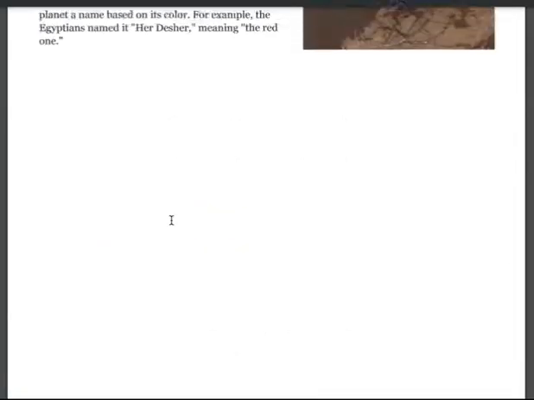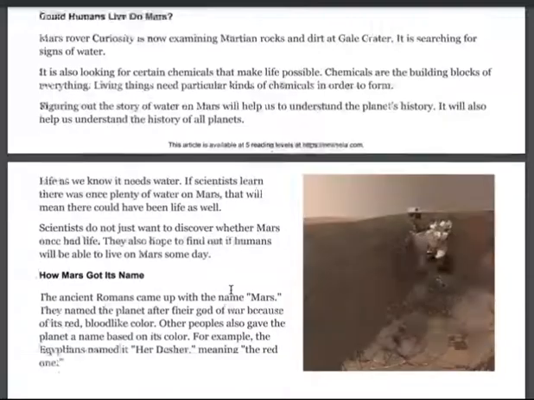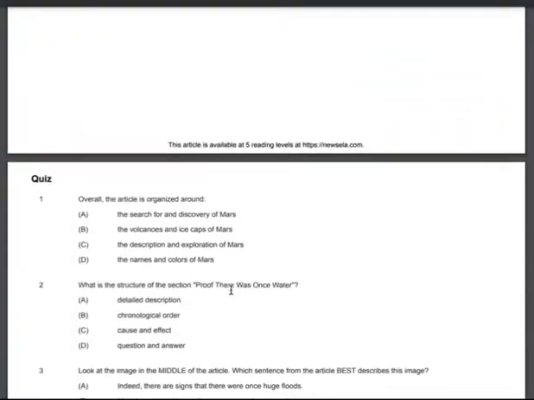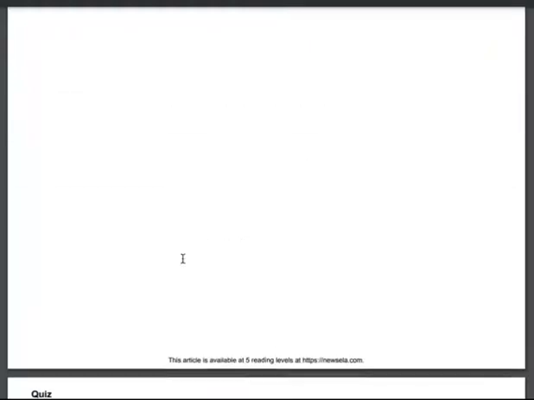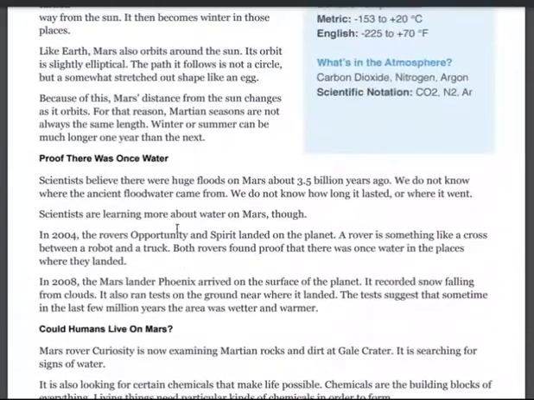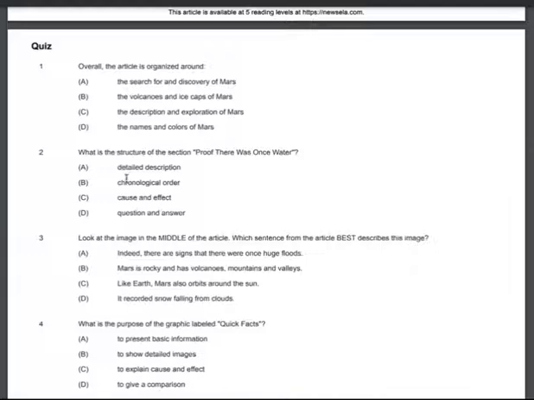So let's go ahead and look. Is it cause and effect? I don't see any because in here, so I'm going to say no, it's not cause and effect. So it's not cause and effect. It's not question and answer. That gives you two. Is it a detailed description or is it told in sequence? So that's what you have to ask yourself as you read this. Is this told in sequence? Is this a time thing? Or is this a detailed description?